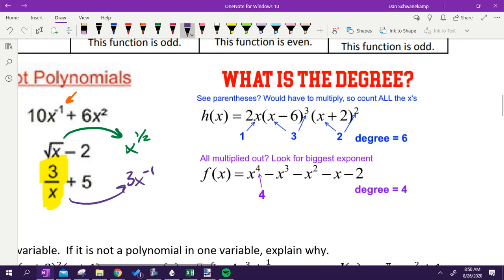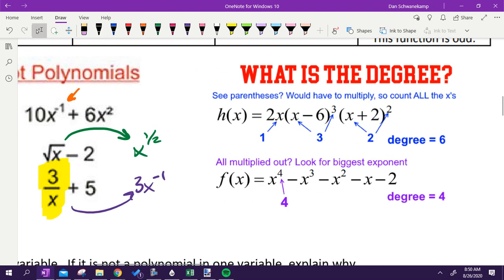When we talk about what is the degree, okay, the easy one, if it's all multiplied out, if it just looks in nice standard form, you're looking for the biggest exponent. In this case right here, you've got an x to the 4th, so the degree is 4. That's easy. But what if we see parentheses? It's been factored, okay? If it's been factored, you got to think, if I were to multiply this whole thing out, what would the biggest exponent be?